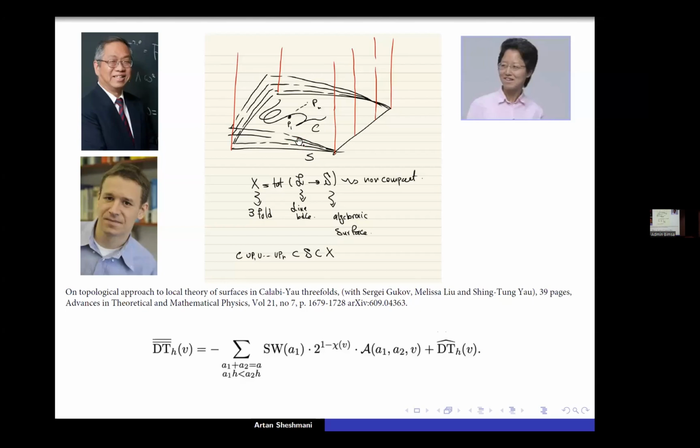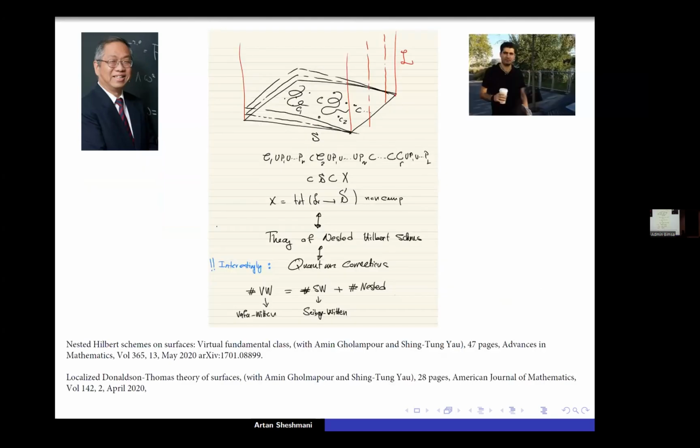This surface is inside the non-compact threefold. It's the total space of some line bundle. We computed modular forms, but that was not the point. We conjectured that invariants of these things are related to Seiberg-Witten invariants of this surface. So Seiberg-Witten invariants, for those who know it, count spin structures on the surface. Okay, so this was a conjecture. Later, we proved this conjecture by showing that invariants are related to Seiberg-Witten invariants plus quantum correction terms.